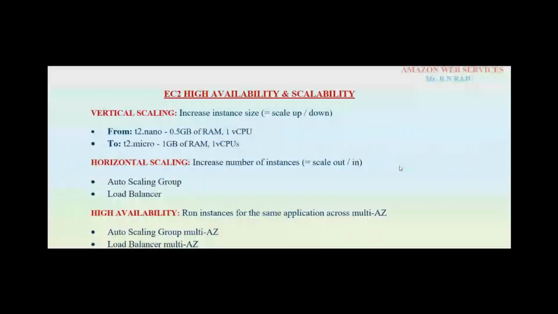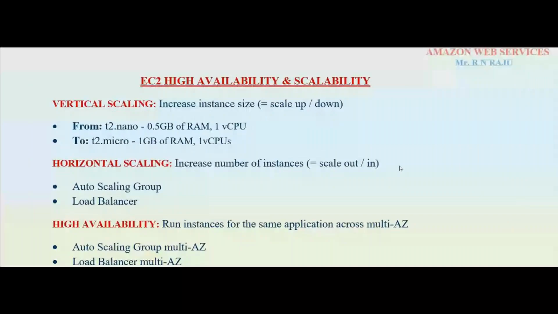Then the main important thing in EC2 is high availability and scalability benefits: vertical scaling, horizontal scaling, high availability. These three are the beautiful options in auto scaling. The first one is vertical scaling. Vertical scaling means it increases instance size. I mean it will scale up and scale down.